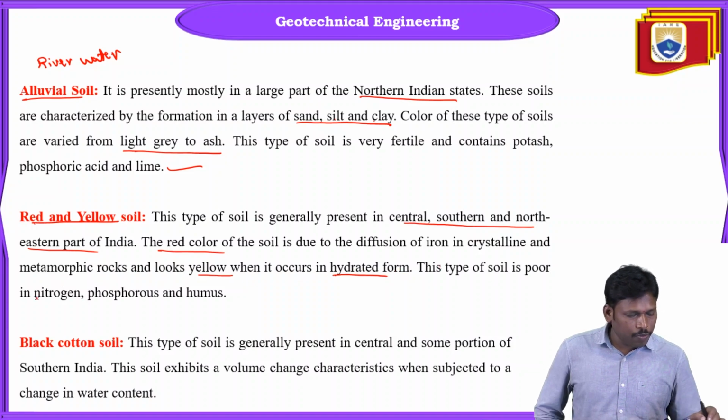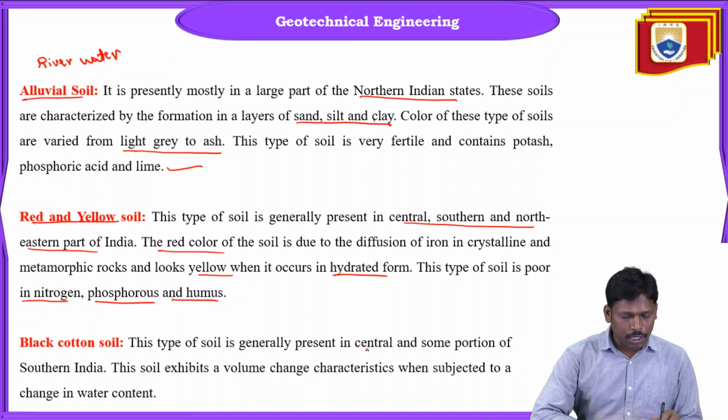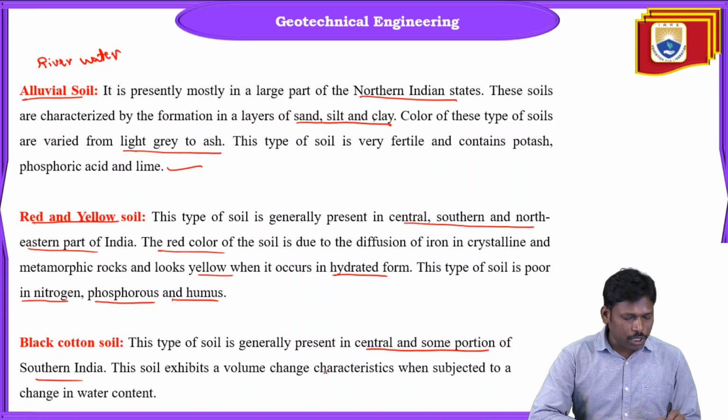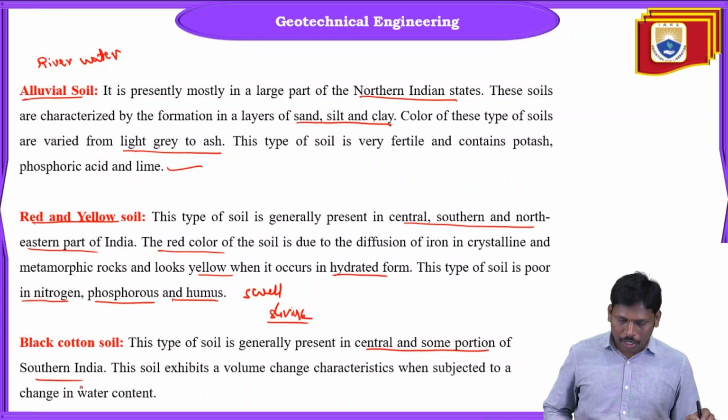These types of soils are poor in nitrogen, phosphorus, and as well as humus. Okay, so another one is black cotton soil. This type of soil is generally present in central and as well as some portion of southern India. This soil exhibits volume change characteristics, like when you add some water into the black cotton soil, the volume will increase, and at the same time, especially in summer, it will shrink also. So when subjected to a change in the water content, it swells and as well as shrinks.